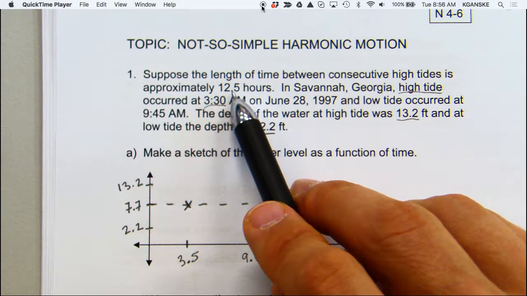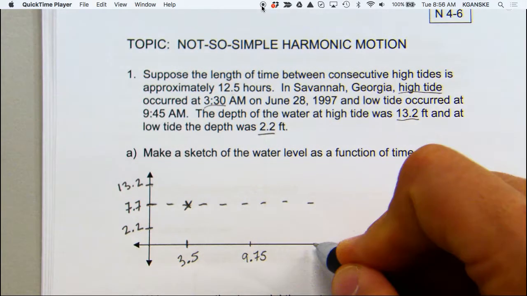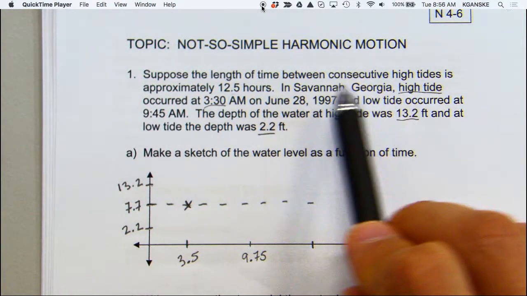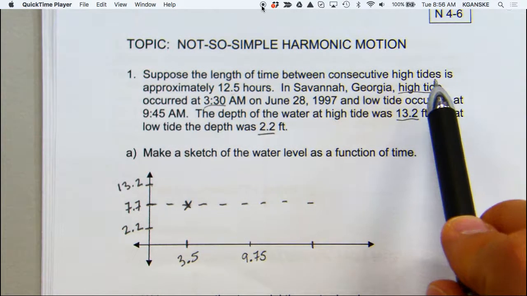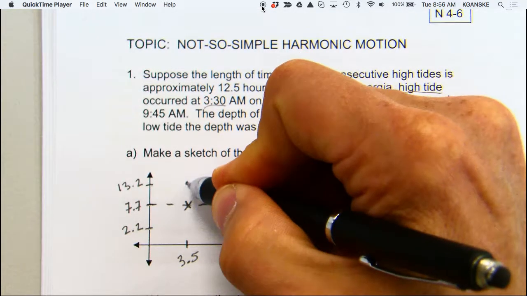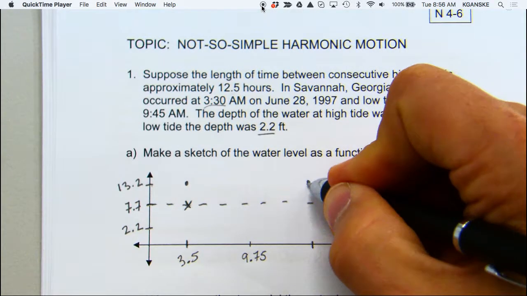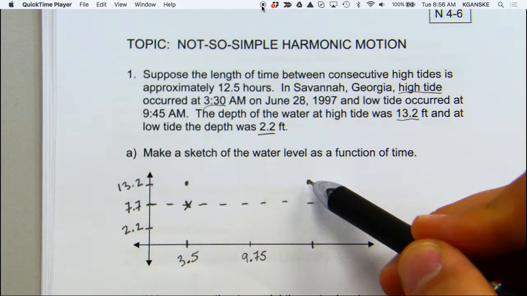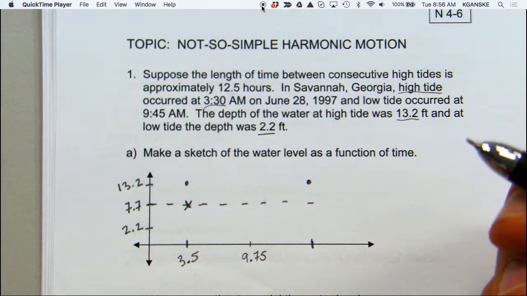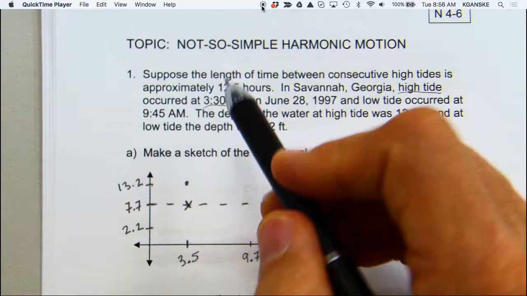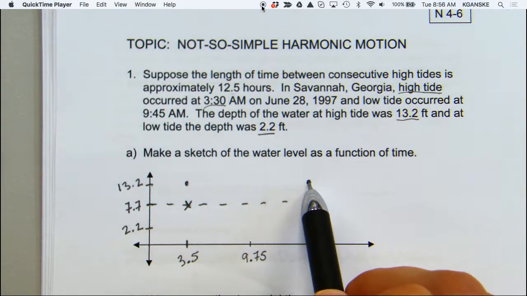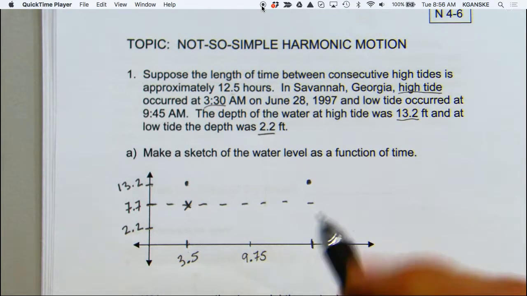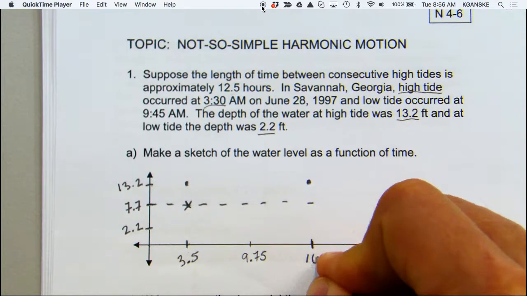the period was 12.5, right? So over here, at the very end, it says the length of time between the high tides, that's the period, right? It's going to go from here to here. After one period, it's going to meet high tide again. It's going to start repeating after this point. What number should I put here? 16, right? Because the distance from here to here is 12 and a half. I started at 3.5, so the x-coordinate is going to be 16.